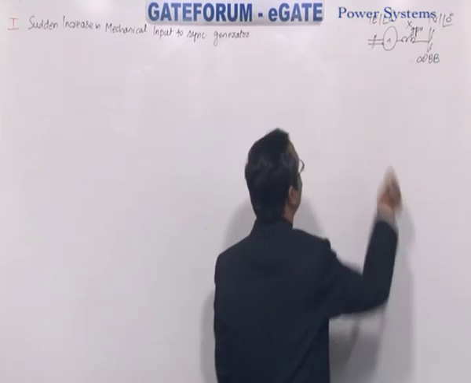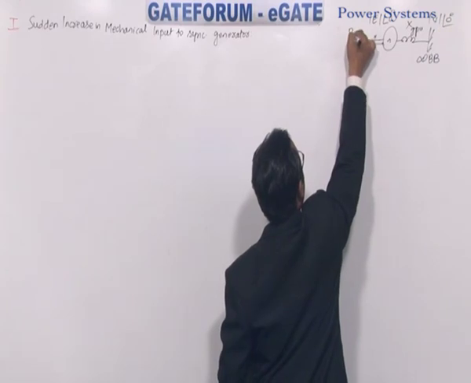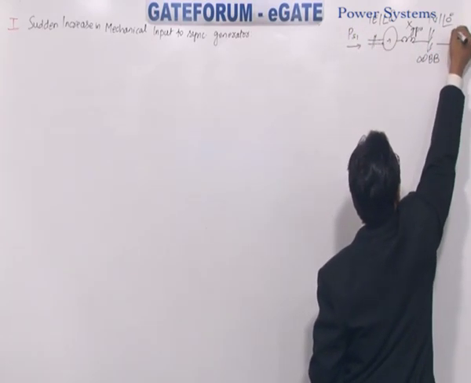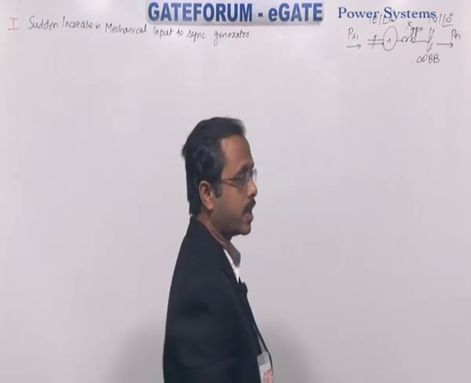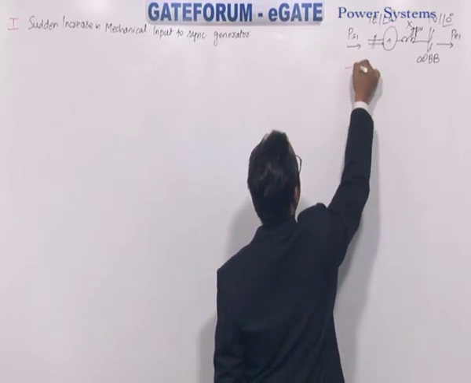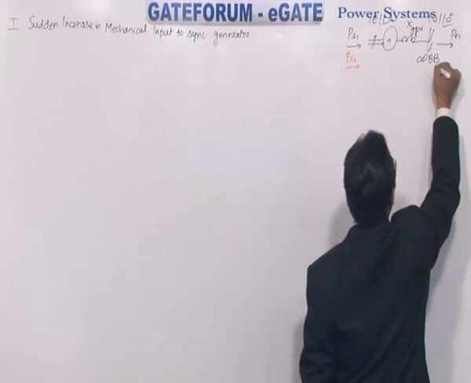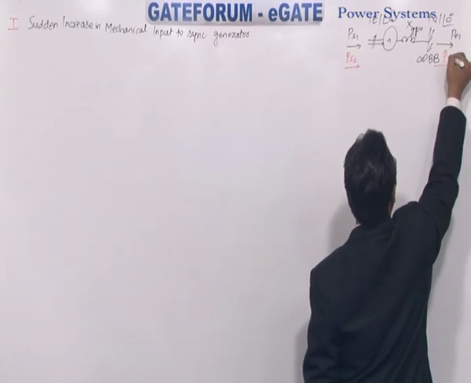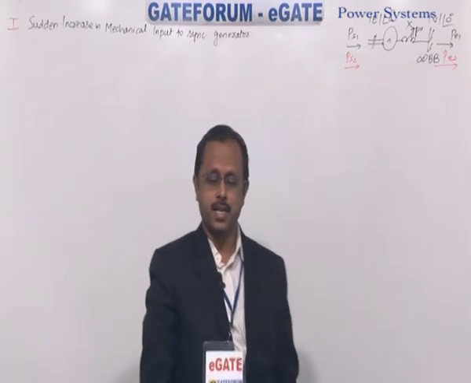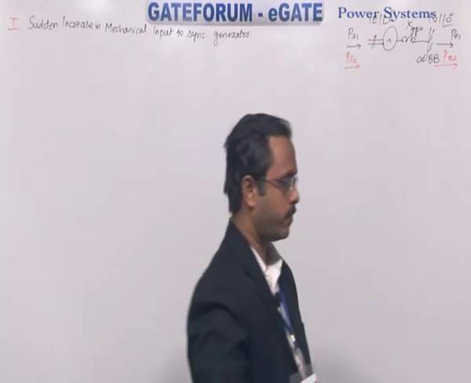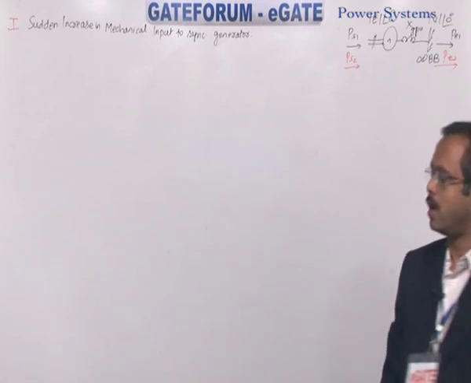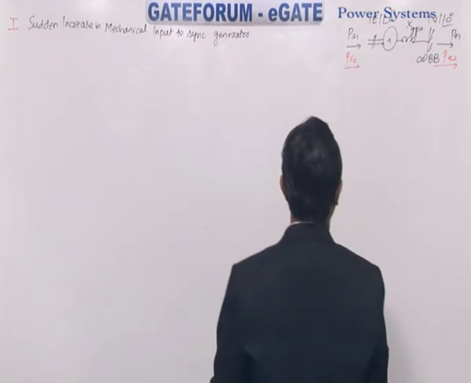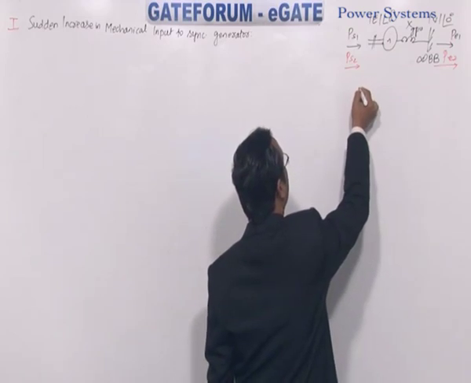And what is the mechanical input initially? Say it as PS1. Say the electrical output is PE1. Now say the mechanical input is increased. Increased to where? PS2. Accordingly, the electrical output is increased to PE2. So this is what we analyze here. Now we check how the operating point shifts on the power angle curve.